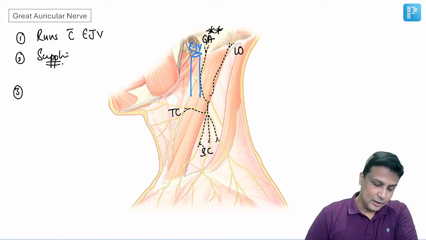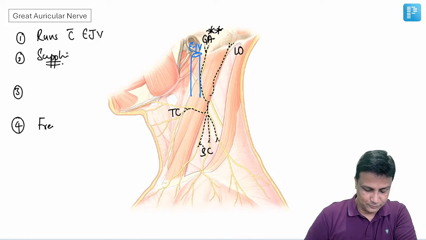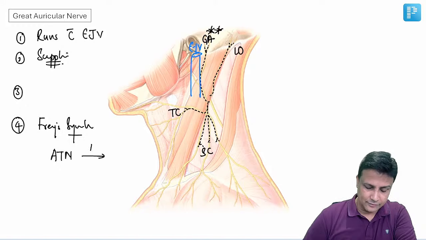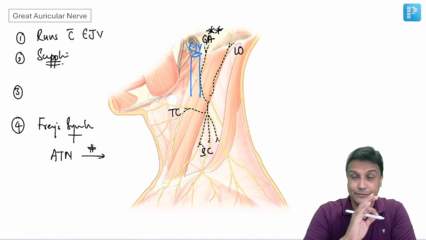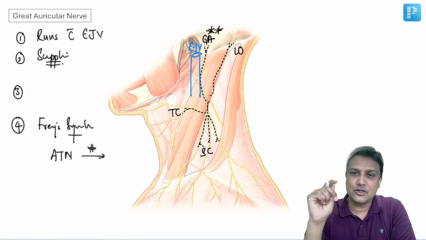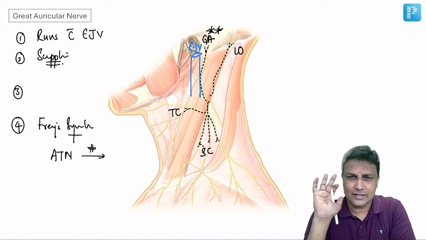Okay. Now, point number 4 is nothing but Frey's syndrome. Now, how does Frey's syndrome come in here? Remember, the nerve which gets injured in Frey's syndrome is the auriculotemporal nerve, sir. I told you very clearly just a few minutes back, the ALI branches. And in ALI branches, A is for auriculotemporal nerve, and that will be gone in Frey's syndrome.